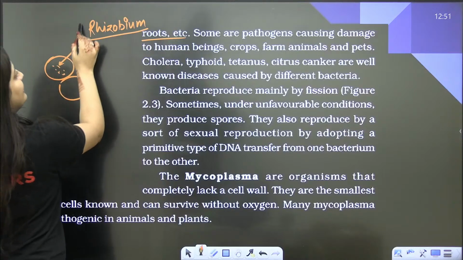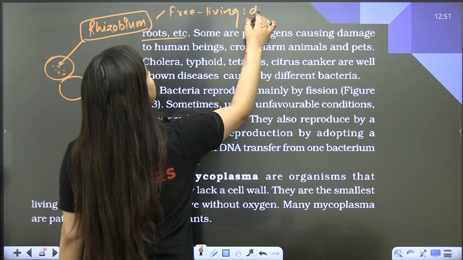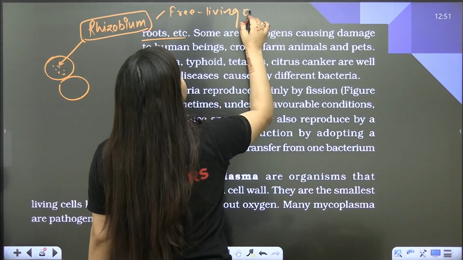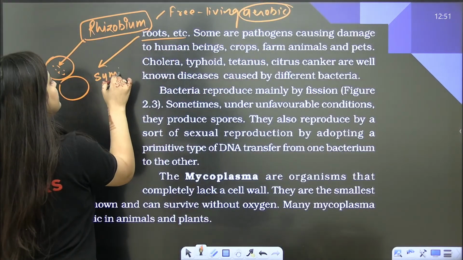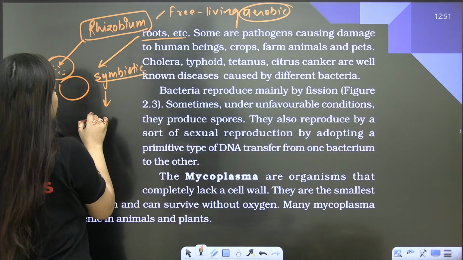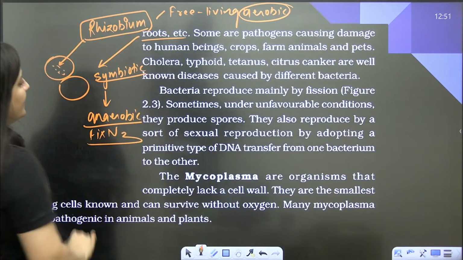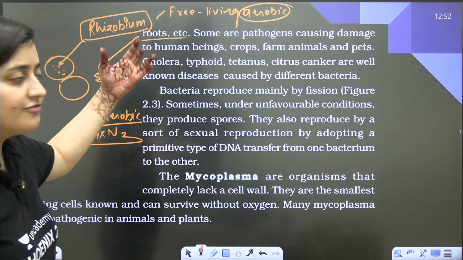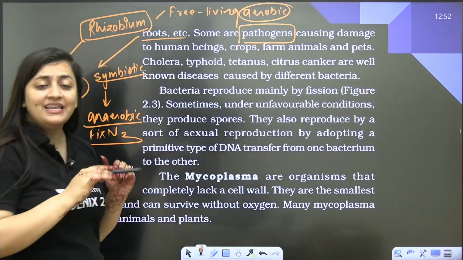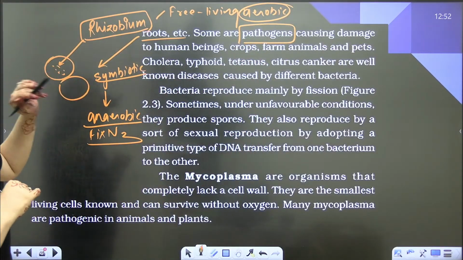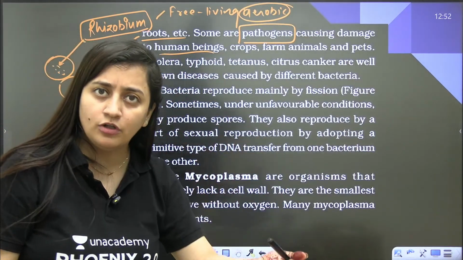When Rhizobium lives freely, it is aerobic and doesn't fix nitrogen. When it lives in symbiotic association, it is anaerobic and fixes nitrogen. From these lines, that's how you have to decode the NCERT. Some are pathogenic also. There are many pathogenic bacteria to human beings, crops, farm animals and pets. Mycoplasma is also an example.